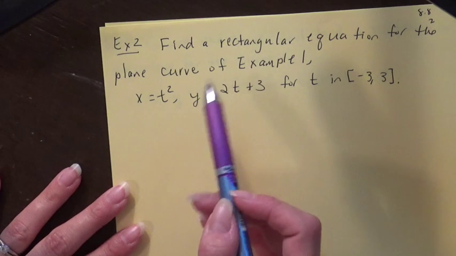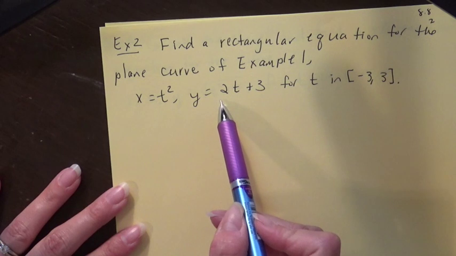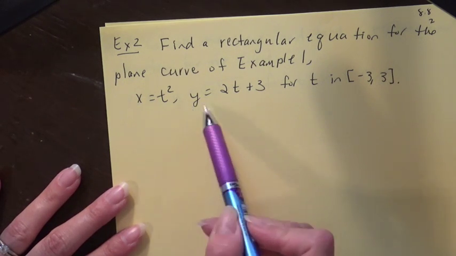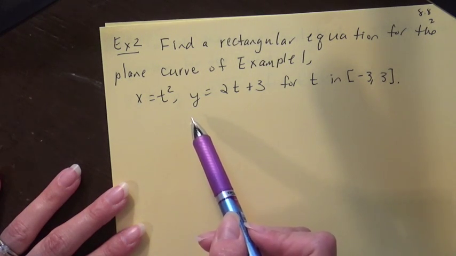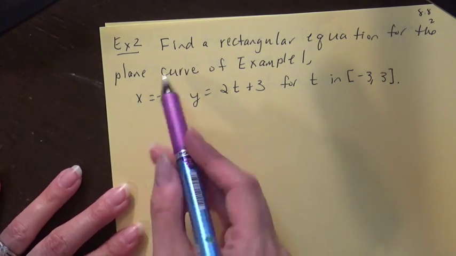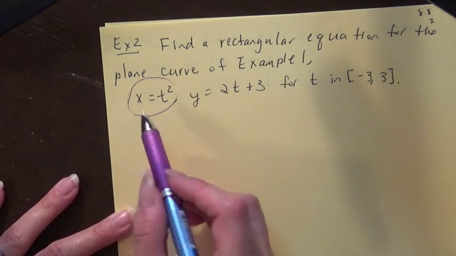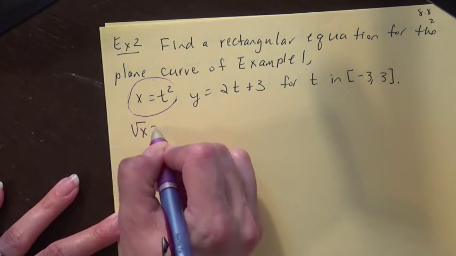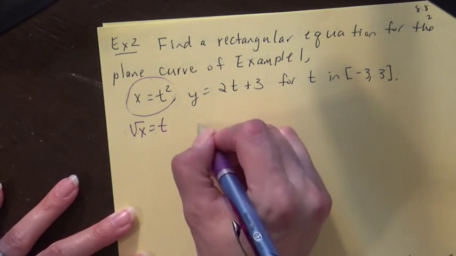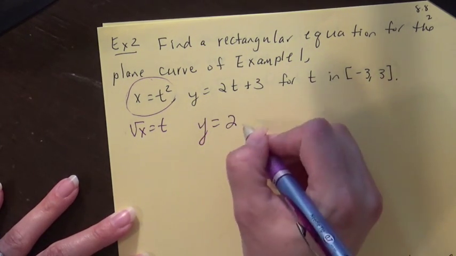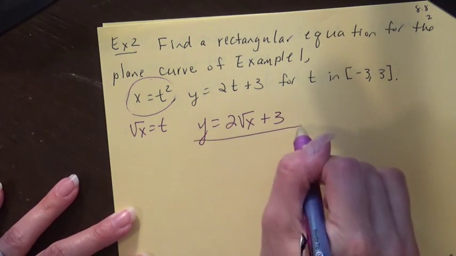Since both of these equations are already in terms of t, we can solve one of them for t and then substitute it into the other. We could start with a more simple looking one. For example, if you take x equals t squared and take the square root of both sides, we have the square root of x equals t. Just substitute that into the second equation, so you get y equals 2 times the square root of x plus 3. This gives us the equation that we're looking for.